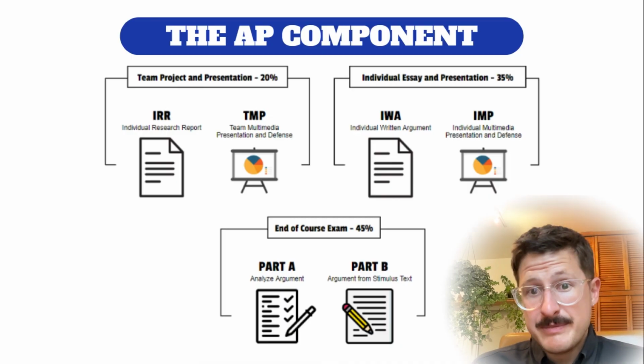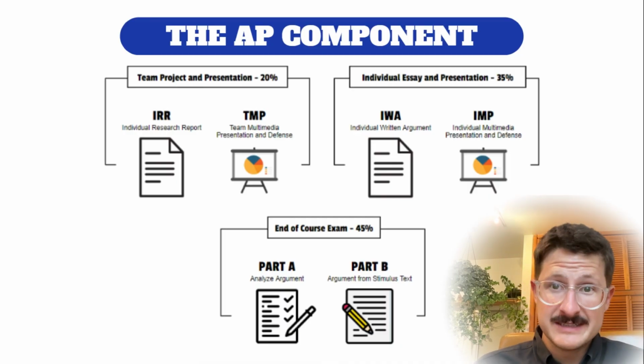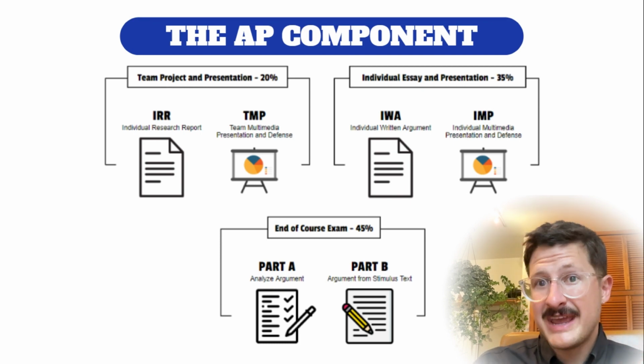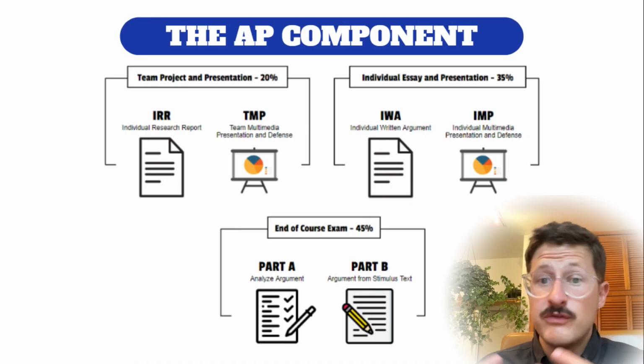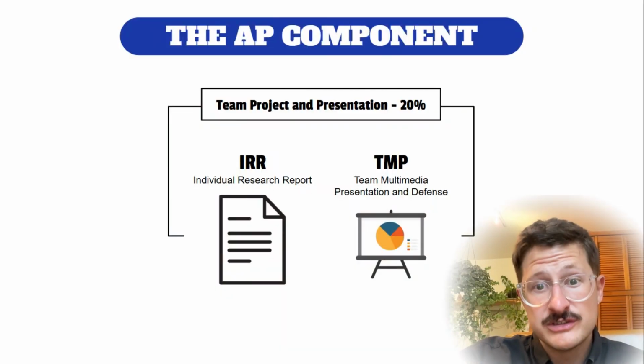45% of your AP score will also just be from that one time you sit down to work on this exam that has two parts. One where they give you an article and you have to analyze the argument, and another where they provide a series of texts, you find a shared theme, and you write an essay. I have a whole video explaining in depth how to prepare for the exam, and please go ahead and check that out if you are preparing for the exam. But this video is about that first component.